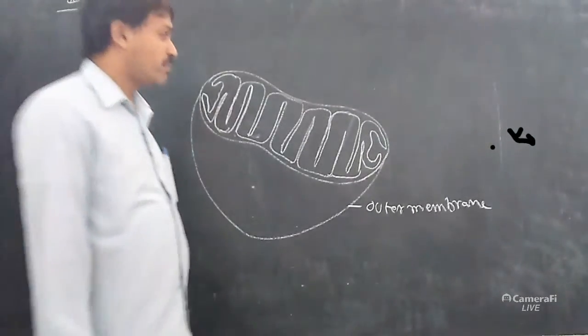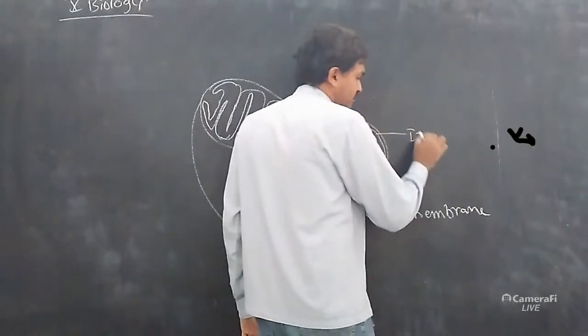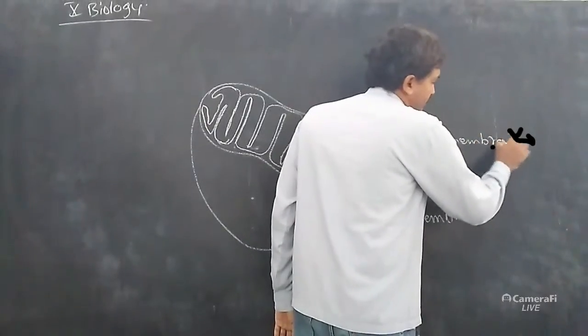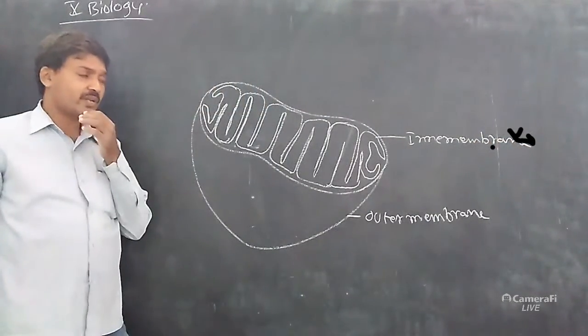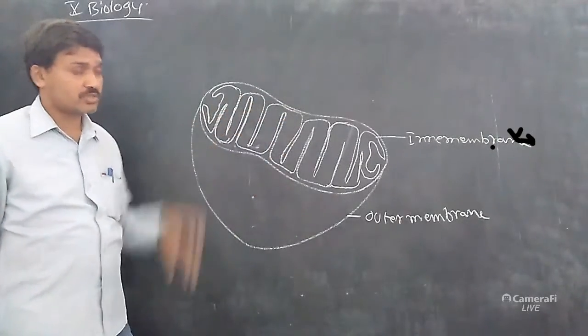Now you can see two membranes. What I drew inside is called the inner membrane. What is the difference between the outer membrane and the inner membrane? The outer membrane is smooth, but the inner membrane has several holes.